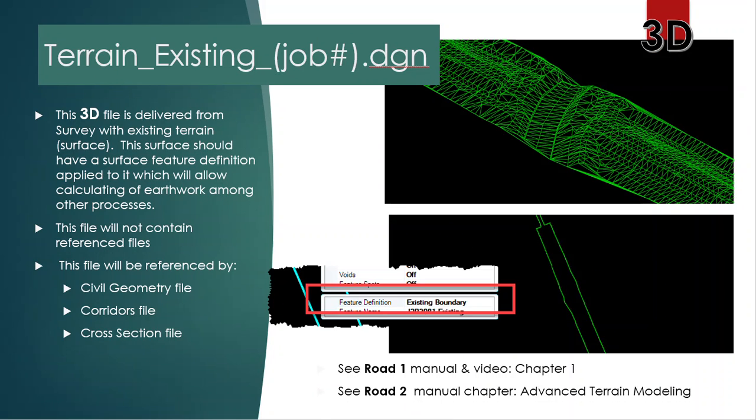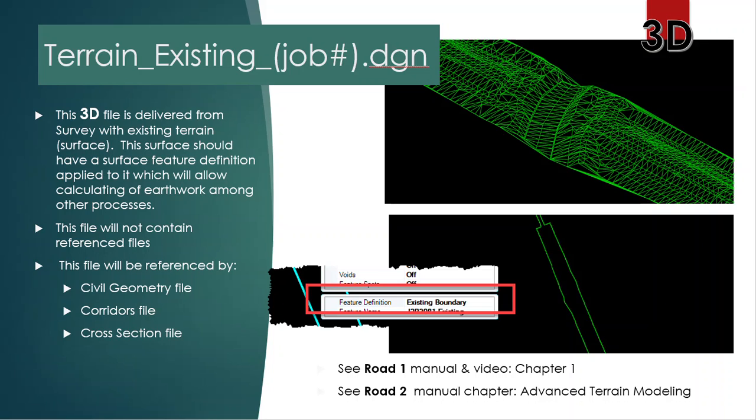The next one is the terrain existing underscore job number .dgn. It is also a 3D file. This 3D file is delivered from survey with existing terrain. The surface should have a surface feature definition applied to it, which will allow calculating earthwork among other processes. And I'm showing that off to the right. We have a feature definition of existing boundary there. I like to do that in our main terrain existing file so that when you reference this file into another file, it shows up as a boundary and you don't have triangles everywhere and have to go turn them off in that file. If you want to see your triangles, you can always override the symbology and turn on the triangles.